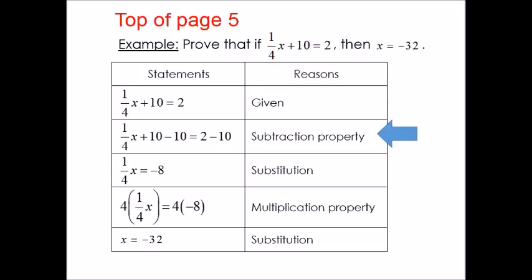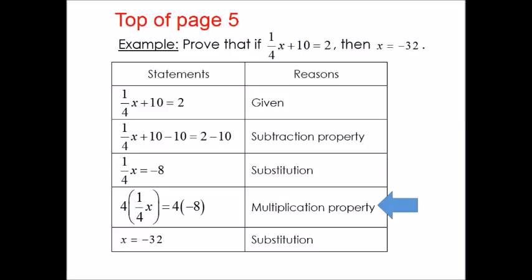In the second line of the proof, the statement shows that we subtract 10 from both sides of the equation to start solving for x. The name of this reason is the subtraction property. The reason in the third line is called substitution because I substituted 1/4 x plus 10 minus 10 from the previous line with an equal amount, 1/4 x. And I also substituted 2 minus 10 on the right side with its value, negative 8.